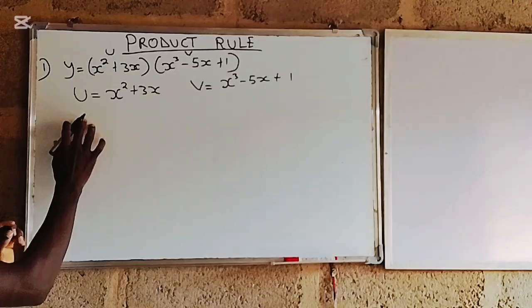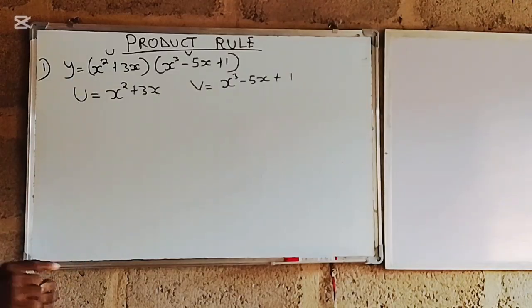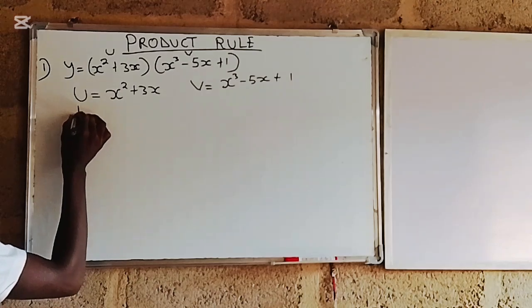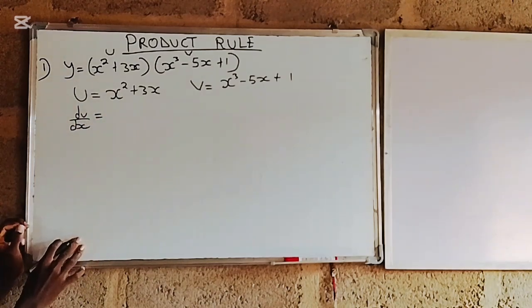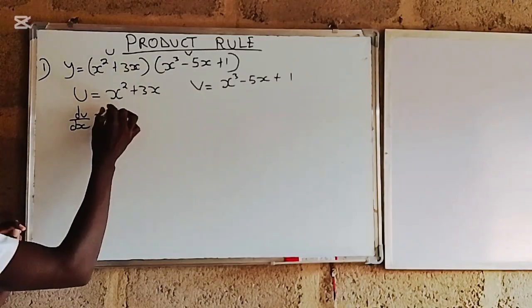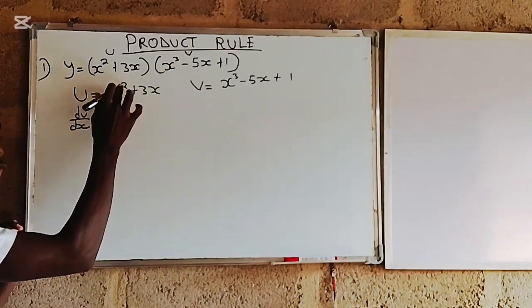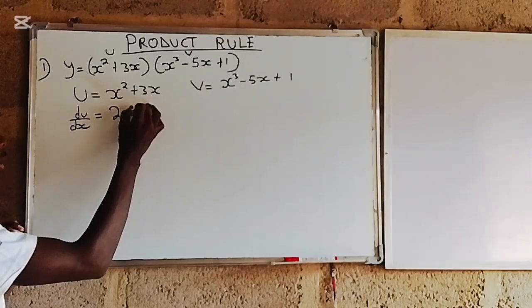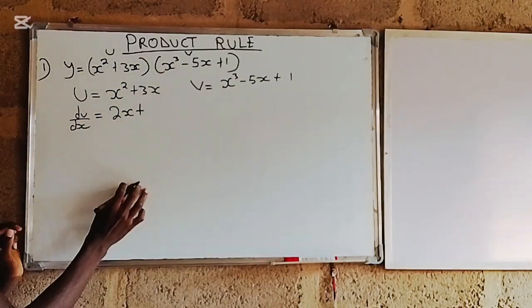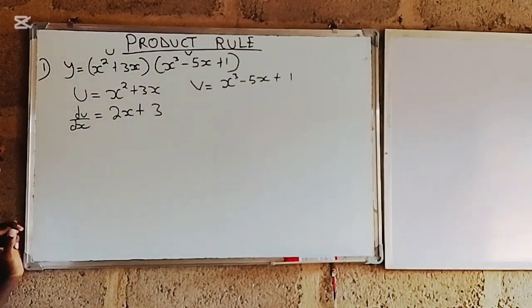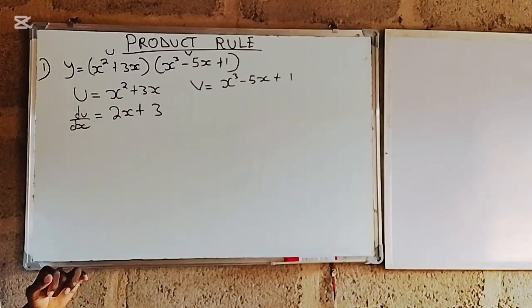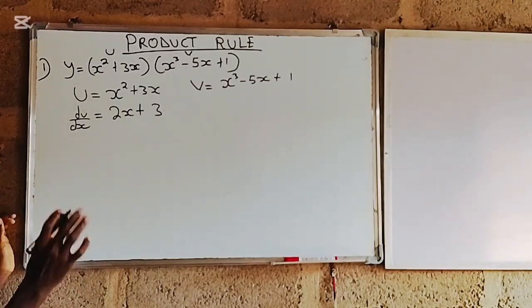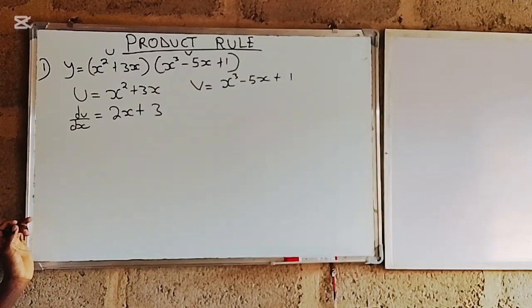After that, the next thing you have to do is find the derivative of u, which means du by dx. If I differentiate x squared, I get 2x, plus the derivative of 3x, which is 3. For those that need more explanation on differentiation, kindly check the description of the video. You will see an introduction to differentiation and its application.